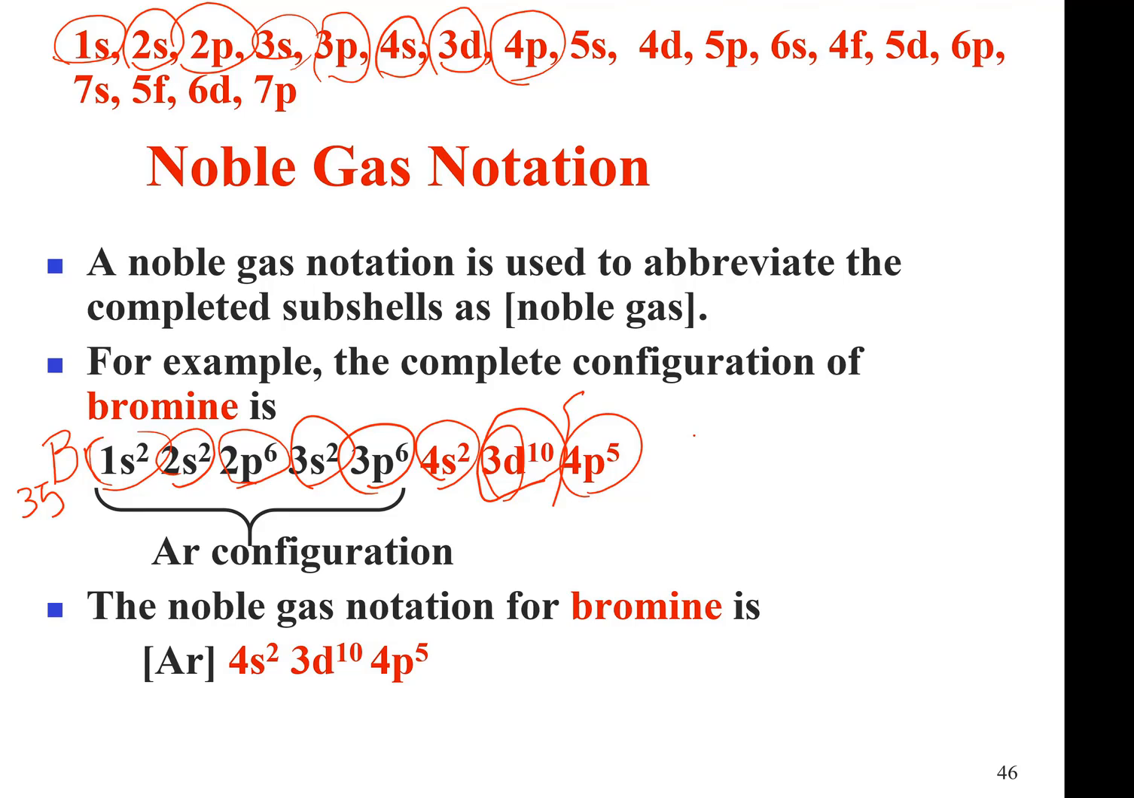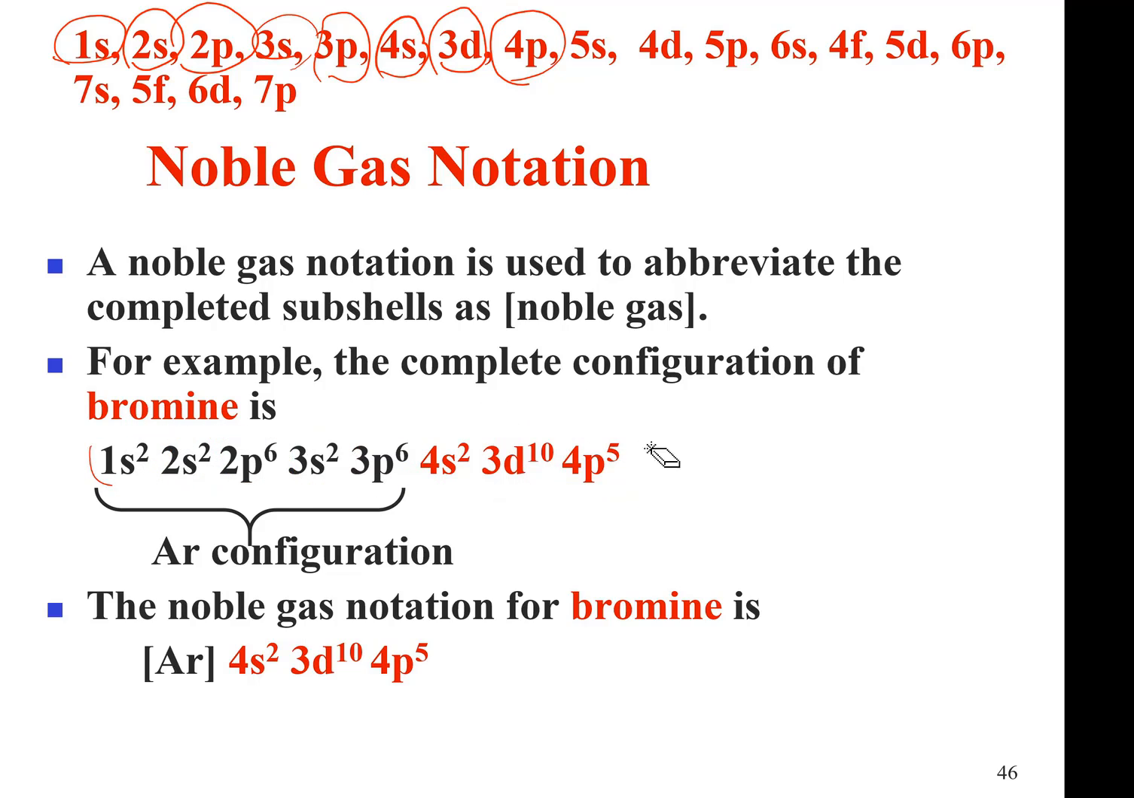So guys, you learned how to write the electron configuration for bromine. Sometimes we want to write a shorthand notation, and we call the shorthand notation of electron configuration noble gas notation. Why do we call it noble gas notation?